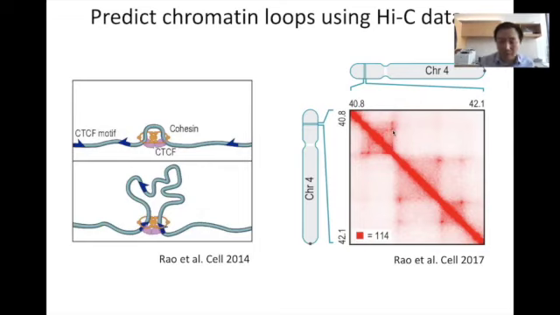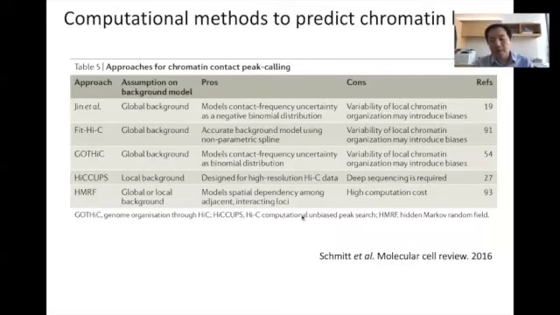So again, that's a field where you can make your contribution, right? Looking for better algorithms to identify such dots on the Hi-C map. This is a very nice review written by Schmidt and Minghu and Bing Ren's group. Essentially, they list quite a few commonly used software to call chromatin loops, right?